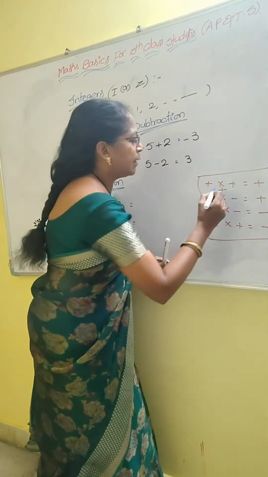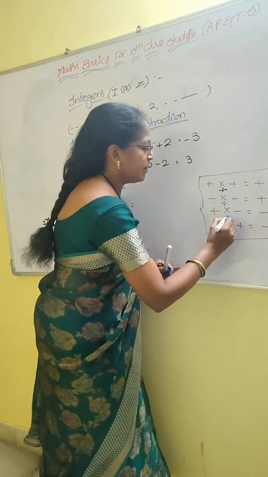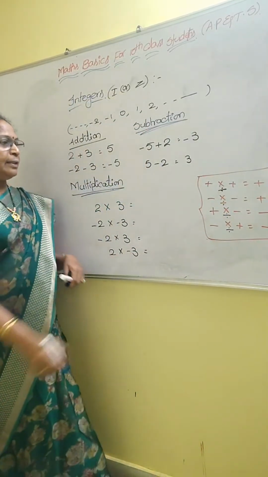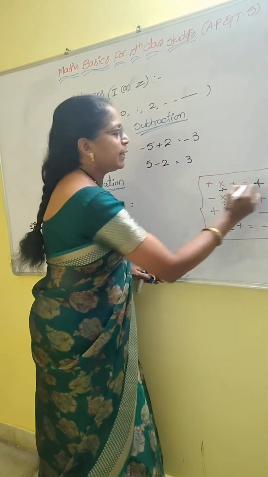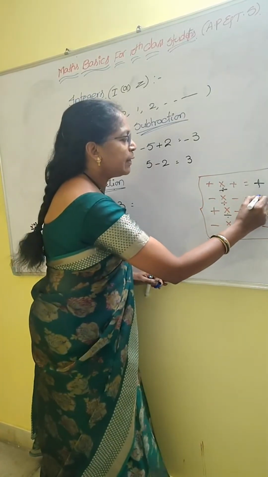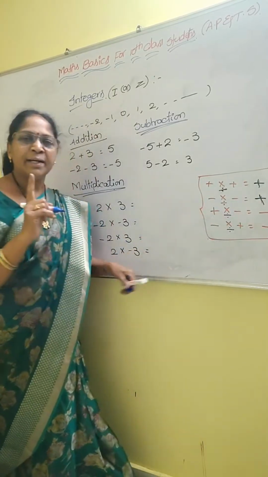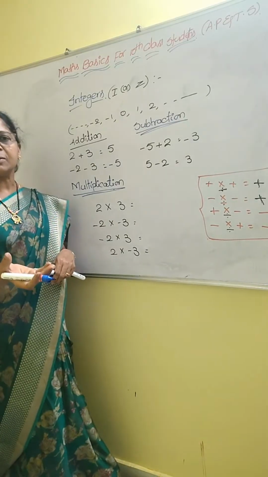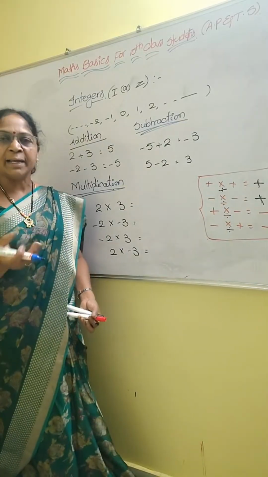I will indicate with a different color pen. Here also division, like that division, like that division. Then you will get plus into plus, or plus divided by plus also you will get plus. As well as minus divided by minus also you will get plus. But plus into minus, one is positive and another one is negative. Then if you multiply these two symbols, you will get negative. That means minus you will get.